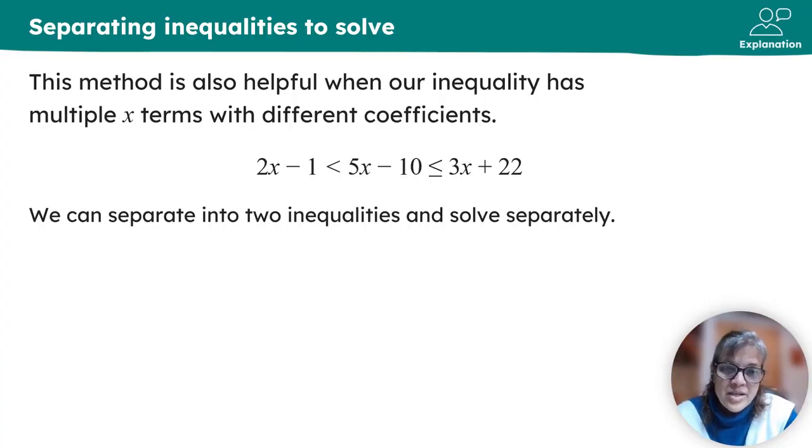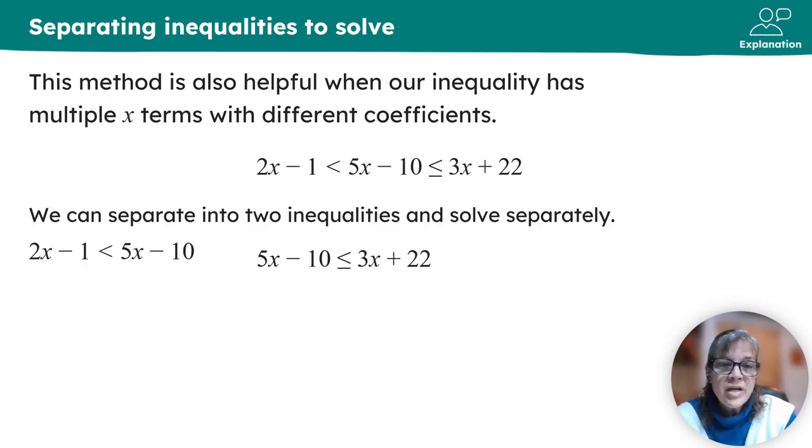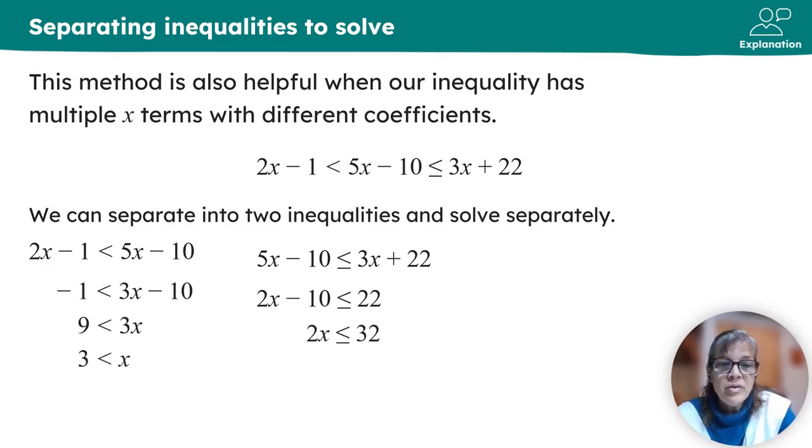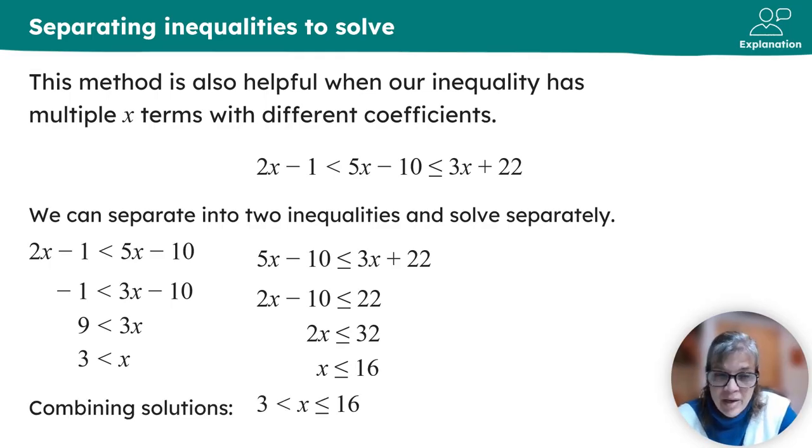It also helps if you have multiple different terms with different coefficients. So if I had something like this, we can separate it into two inequalities and we can solve separately. You'd split it up into the first inequality and then you repeat that middle one because it has to be dealt with in relationship to the second inequality. And then you solve them both. And once you're down to your two things that x has to be following, then you can combine those solutions.